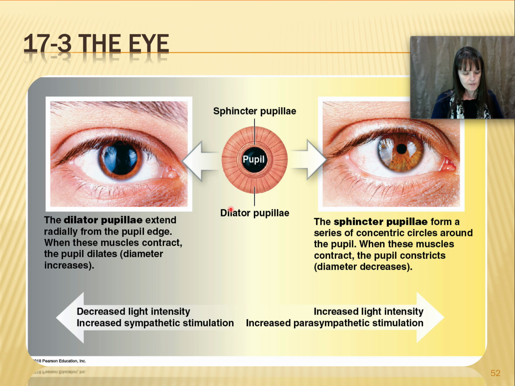Okay, you see these lines in the iris; those are the dilator pupillae muscles. You can't see the constrictors from the outside of the eye, but you can see the radiating lines of the dilator pupillae. When the radial dilator pupillae muscles contract, they get shorter, and that pulls the edges of the iris of the pupil larger, so that dilates the eye.